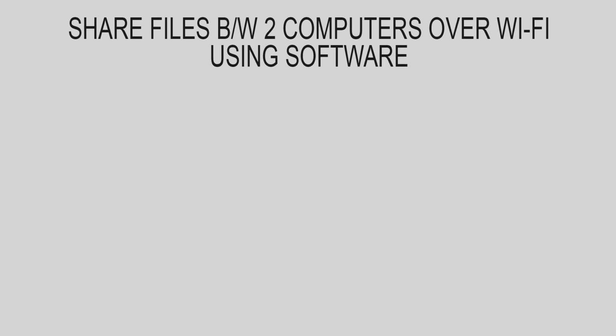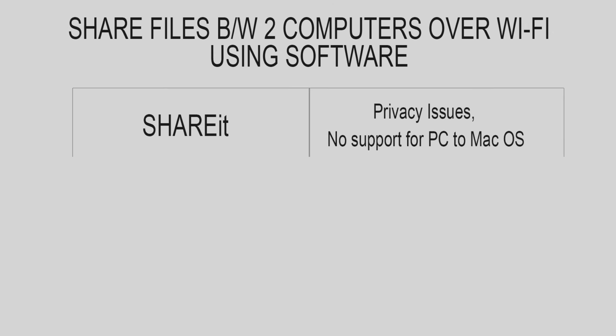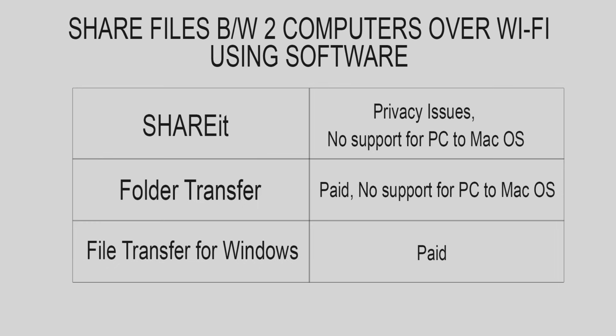Now, before we get started with the actual tutorial, let's take a look at some alternatives so that we will have a crystal clear idea of what's going on. Okay, so there are a couple of ways to share files between two computers over Wi-Fi, like the popular ShareIt app from Lenovo. But the problem with that is, although it is free, it does collect anonymous data, and also Lenovo has a long history of not respecting users' privacy. But that's not the only thing. With ShareIt app, you cannot transfer files between PC and Mac, and there are other alternatives like folder transfer and file transfer for Windows, but they have a similar problem. Either they are paid or they only support PC to PC transfer.